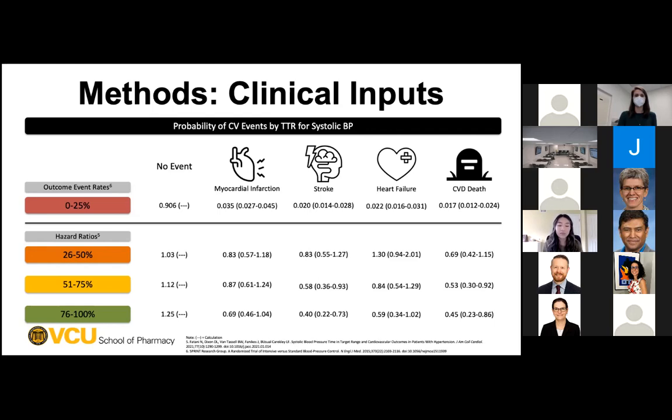And then patients within the SPRINT trial were censored after their first CV event, precluding analysis of subsequent events. And accordingly, CV events in this study were assumed to be mutually exclusive. So patients who did not incur one of these 4 events were assumed to have no major CV event.